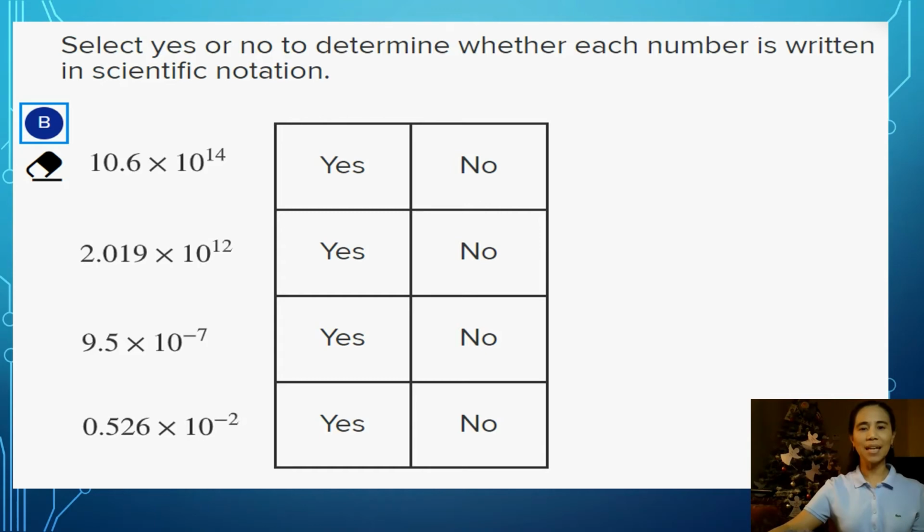Let's try these examples. Determine whether the number is written in scientific notation or not. I'm giving you 20 seconds to try, and then let's come back together to check your work. Ready? Go!